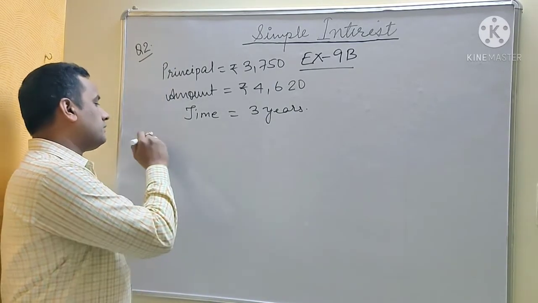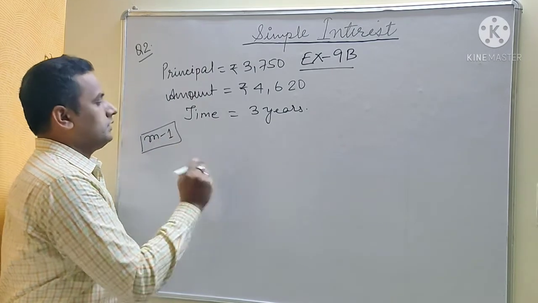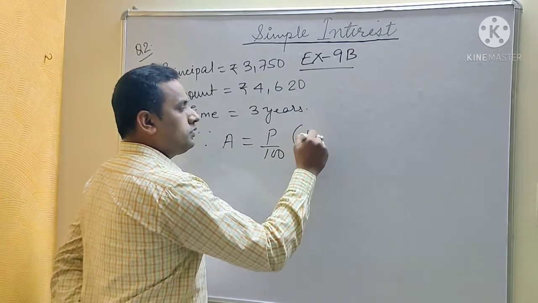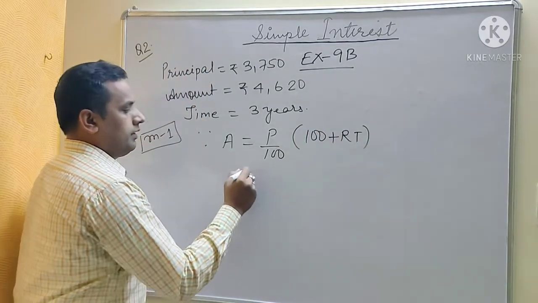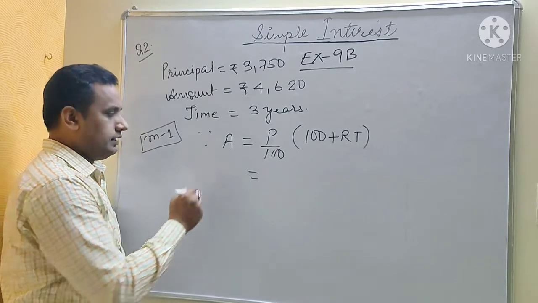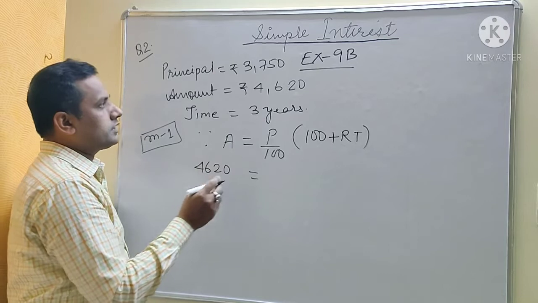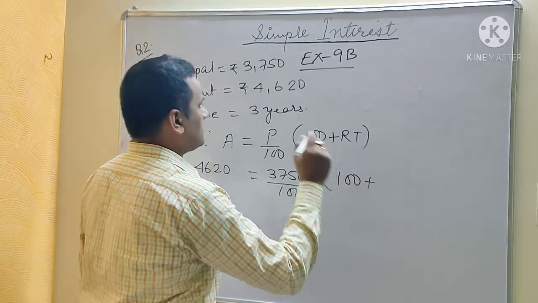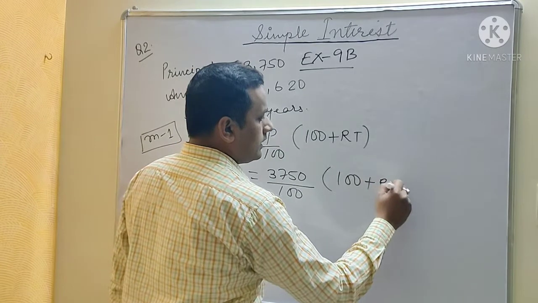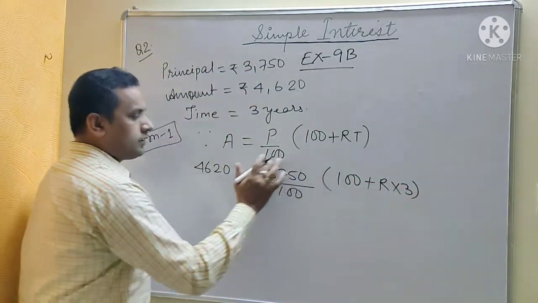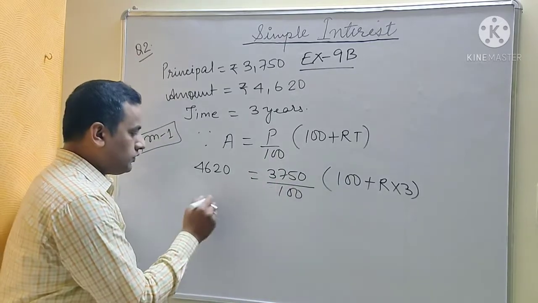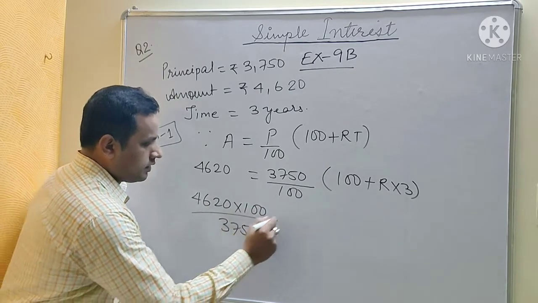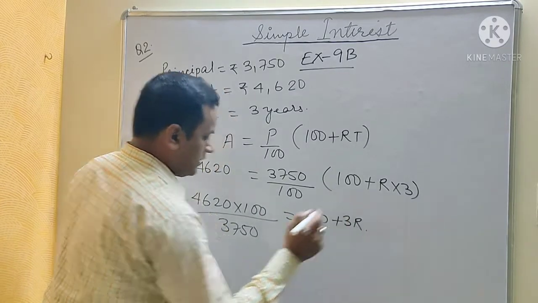In this one, we can proceed with two methods. First of all, I am talking about method 1. Since you know amount is equal to P by 100 into 100 plus RT, where amount is given 4,620. So we will substitute that value, and we can write 4620 upon the principal 3750 upon 100 into 100 plus R, which is not given. We have to find the rate, into time, that is 3. Transposing this whole, since it is in the form of multiplication, we can bring it on the left hand side, and we can write it as equal to 100 plus 3R.